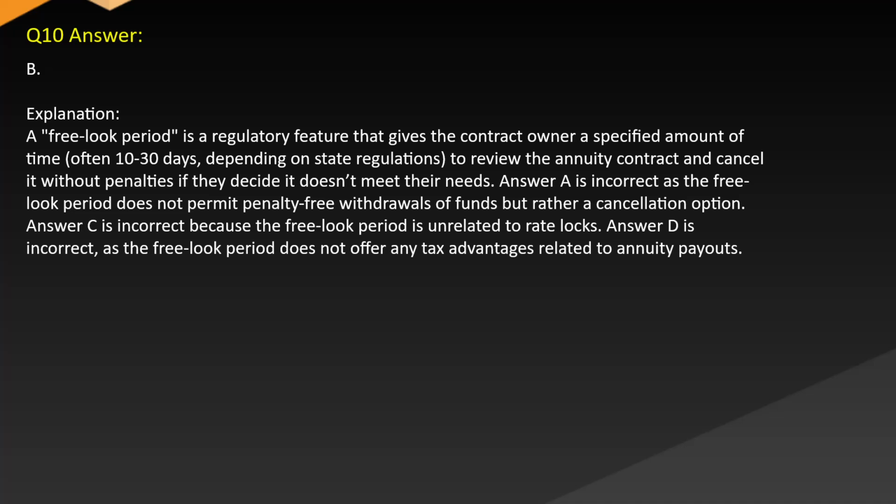Answer B. Explanation: a free look period is a regulatory feature that gives the contract owner a specified amount of time, often 10 to 30 days depending on state regulations, to review the annuity contract and cancel it without penalties if they decide it doesn't meet their needs. Answer A is incorrect, as the free look period does not permit penalty-free withdrawals of funds, but rather a cancellation option. Answer C is incorrect because the free look period is unrelated to rate locks. Answer D is incorrect, as the free look period does not offer any tax advantages related to annuity payouts.